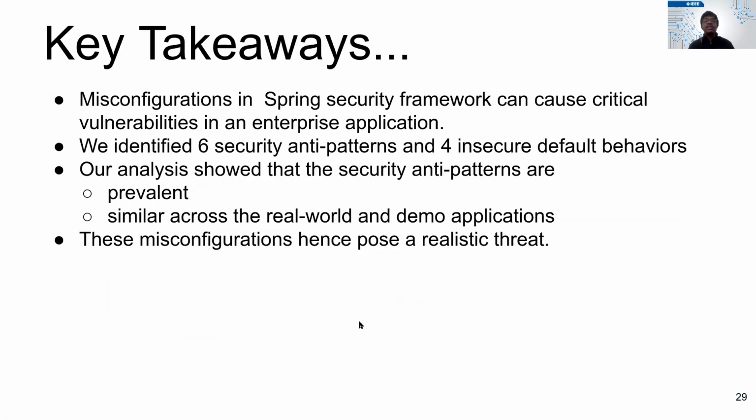So the key takeaway is that misconfiguration in Spring Security can cause critical vulnerabilities in enterprise applications. In this regard, we have found 10 misconfigurations. 6 of them are related to security anti-patterns, and 4 of them are insecure default behaviors of Spring Security. Our analysis shows that the security anti-patterns are prevalent and similar across the real-world and the demo applications, and these misconfigurations hence pose a realistic threat.